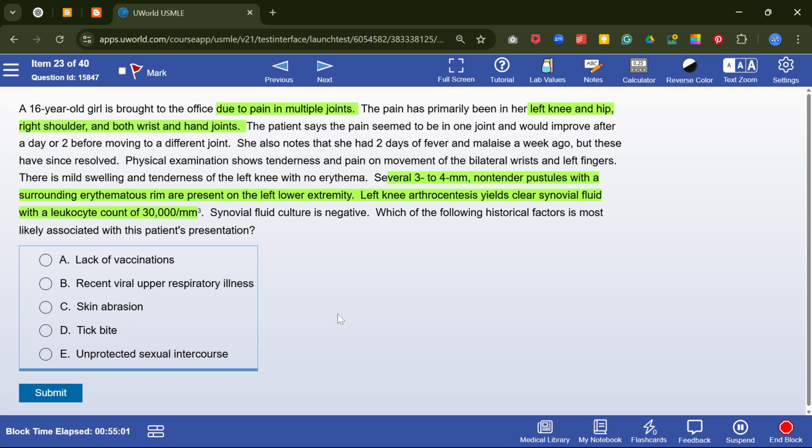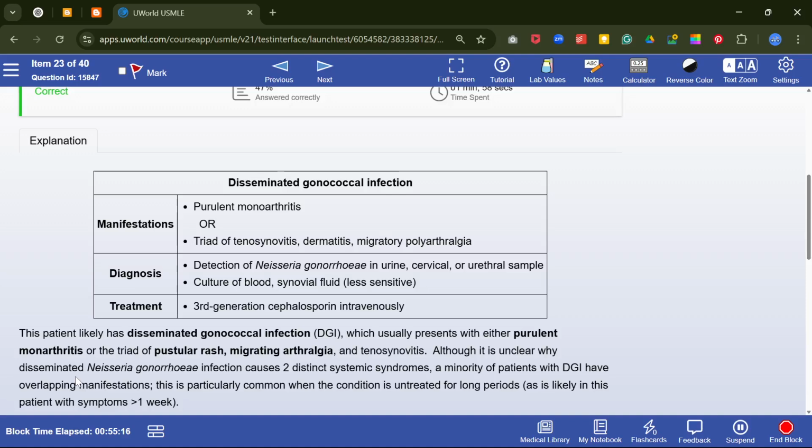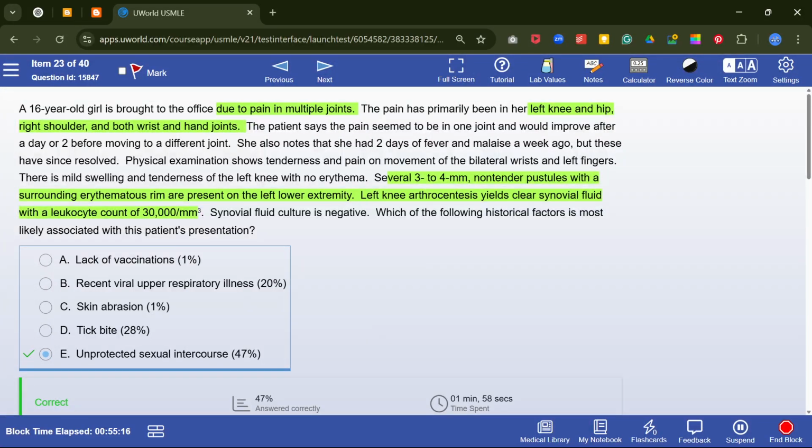Is it reactive arthritis? Is it related to an STD? So, unprotected. I asked about reactive arthritis. I thought initially of the infections like Shigella causing reactive arthritis. But there is a clear indication in here, like severe 3 to 4 centimeter non-tender pustules.